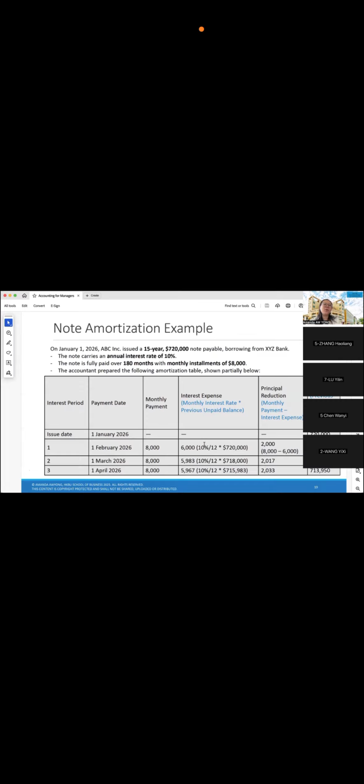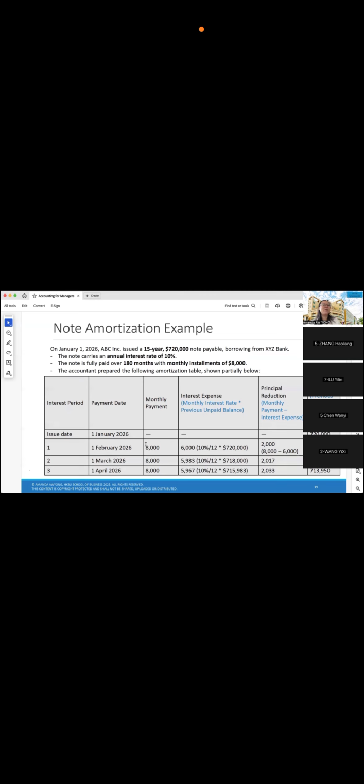So interest rate is always quoted on a per annum basis, that is 10%. We are going to divide it by 12 because we need the monthly interest rate, multiplied by the previous unpaid balance of 720K. So interest expense for the first period would be $6,000. Okay. Next up would be the principal reduction, and we can simply follow the formula in blue over here, where it is the monthly payment of 8K minus the interest expense of 6K, which means that we reduced our principal by $2,000.